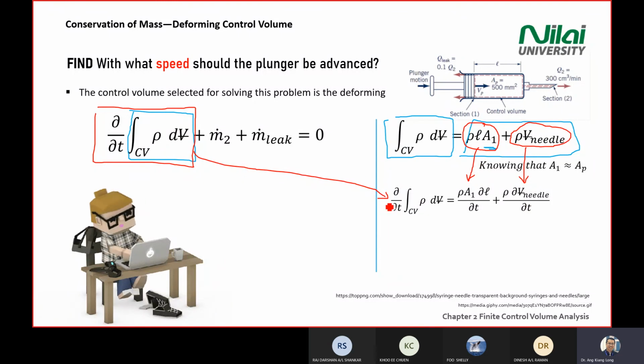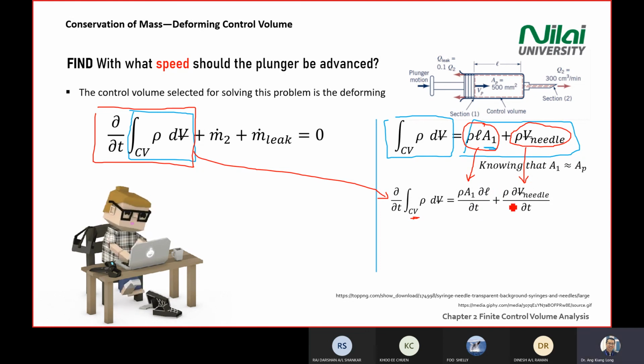So you have del over del t of the integration of your control volume. You have rho A and the small change of length divided by del t. Why do we differentiate the L? Because rho is a constant value and area is a constant value. We cannot change our area here unless the question mentions something about the rho and the area. Then you need to put del in front. In this case, the one thing that is definitely changing is the length. As you push, the length is changing, so you have del L over del t.